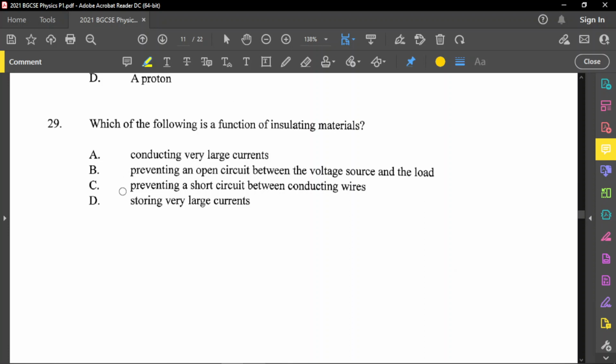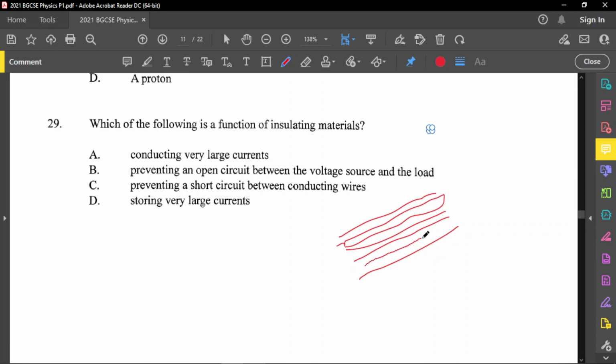All right, it said now, preventing a short circuit between conducting wires. For you to understand this, I'm going to draw something for you quickly. If you think about wires in this way, this is a wire right here. We're going to have two different wires, and inside you have a copper wire, for example. Then you have a next wire beside this one as well.